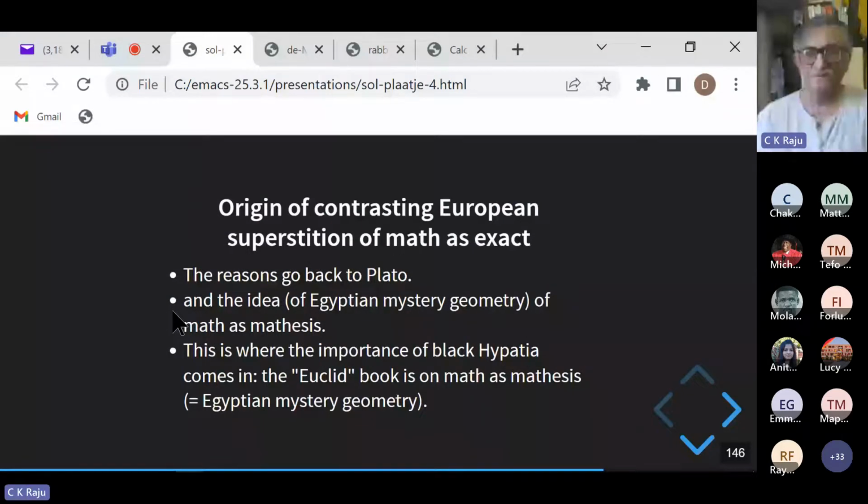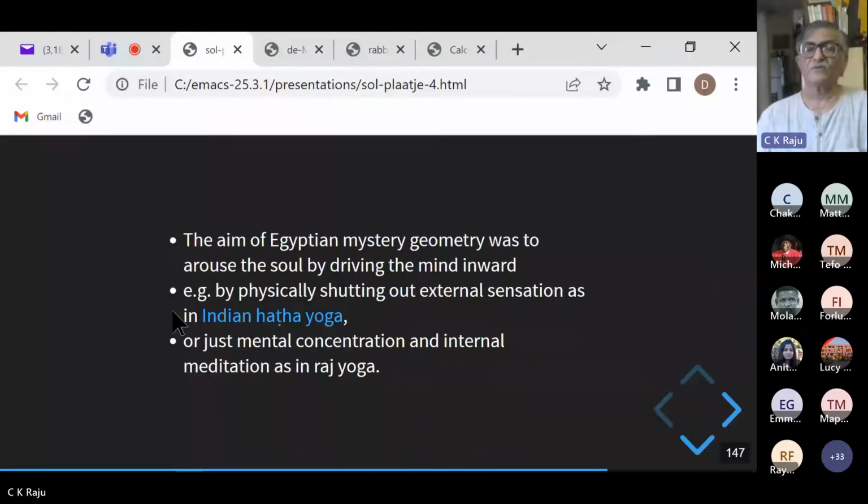So the contrasting European superstition of math as exact goes back to Plato, and the idea of Egyptian mystic geometry. So math has matrices. That is where the importance of black Hypatia comes in. The Euclid book, the actual book, not the myth about it, is on math and matrices. It has no axiomatic proofs. So that is Egyptian mystery geometry. The whole aim is to arouse the soul. And how do you arouse the soul? You drive the mind inwards.